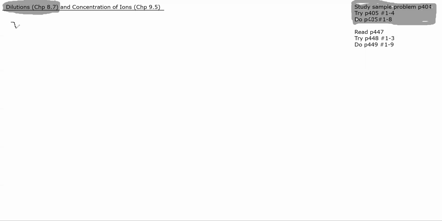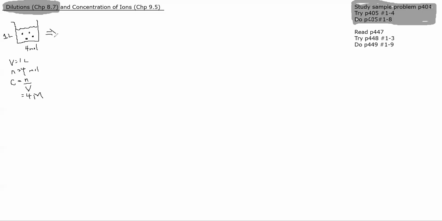Here's an example. Let's pretend I have a beaker of some solution. Let's pretend this is like 1 liter. And inside it I have, I don't know, 4 moles of something. Okay, so volume equals 1 liter, number of moles equals 4 moles. What's the concentration? N divided by V, it is 4 moles per liter.